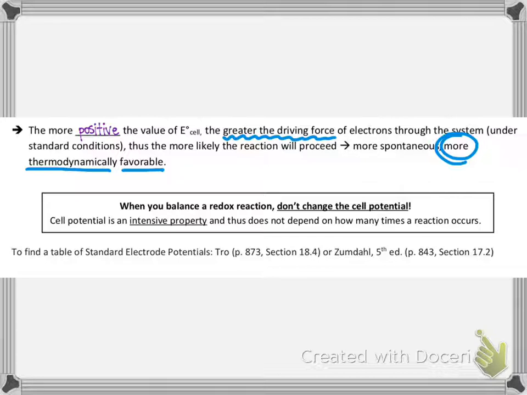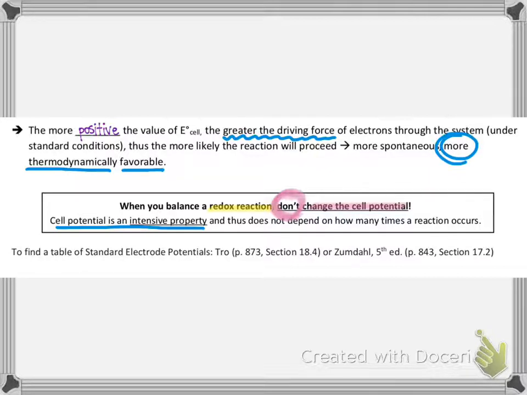Now, important thing to note, we, of course, have balanced redox reactions, and you sometimes have to multiply to make sure the electrons being transferred are equal. But do not change the cell potentials. It's an intensive property. That means it actually doesn't matter how many times the reaction runs.